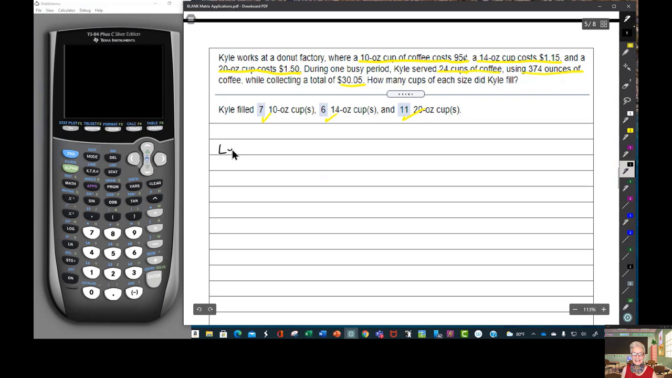Okay, so let X equal the number of 10-ounce cups of coffee. And Y equal the number of 14-ounce cups of coffee, and Z equal the number of 20-ounce cups of coffee.